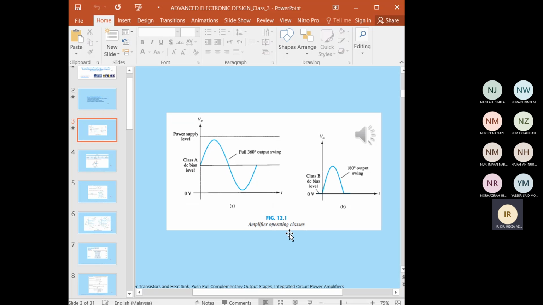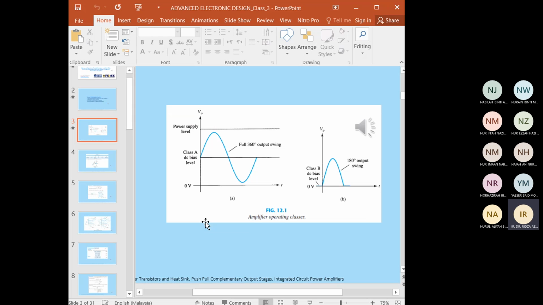As you can see in figure 12.1a, for class A, it will full swing 360 degrees from the positive cycle to the negative cycle. It shows that it involves the Q point of the bias at a level so that at least half of the signal swing of the output will vary up and down without going to a high enough voltage to be limited by the supply voltage. And class B in figure 12.1b, the class B circuit will provide an output signal over half of the input signal cycle, which is 180 degrees of the swing. So that is class A and class B.